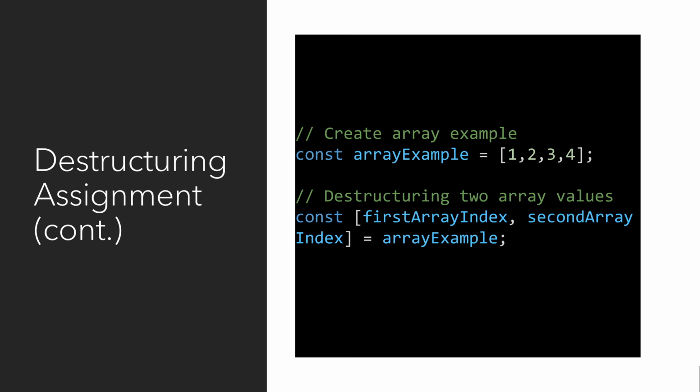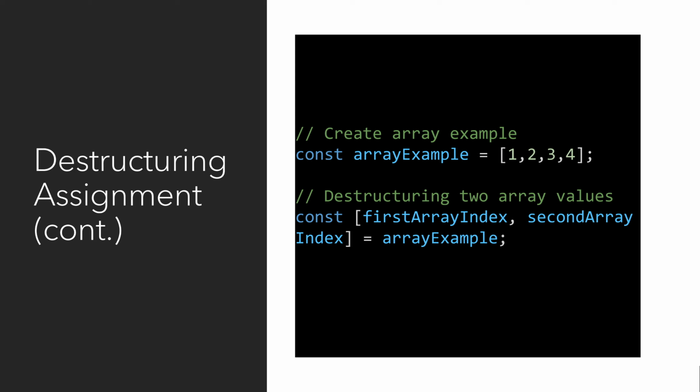In this example right here, they are destructuring an array. Arrays are accessed based on square brackets and the position of values. In this example, array example is created as a sequence of values 1, 2, 3, and 4, defined again with open and closing square brackets. Then on the next code line, these are destructured using the index of the values wanted. First array index becomes the value 1, second array index becomes the value 2, based on the first position and the second position of the values within the array.